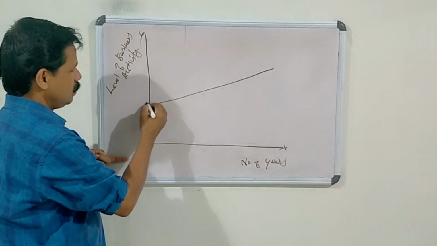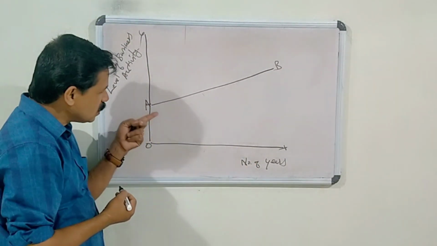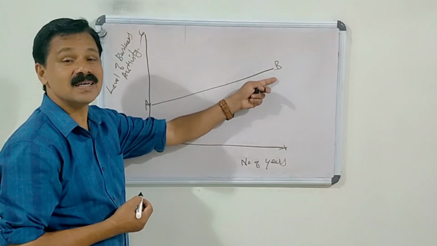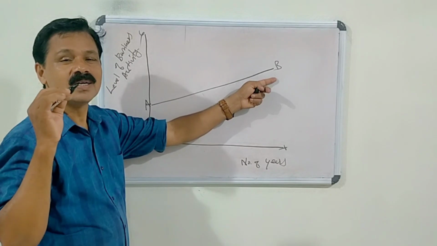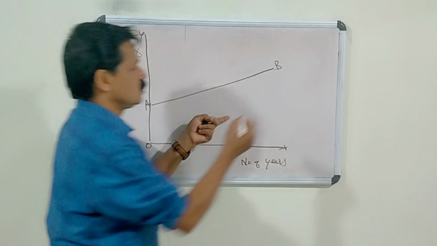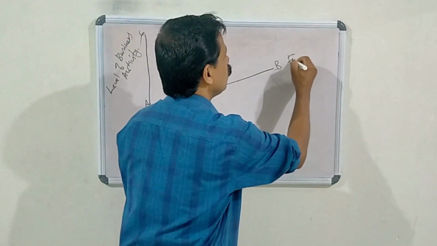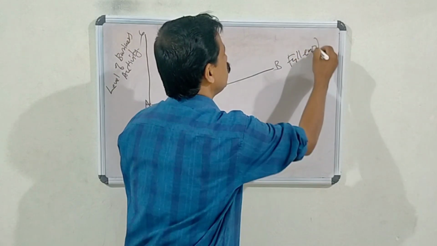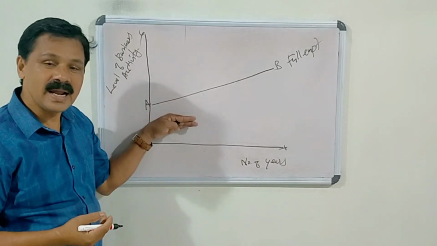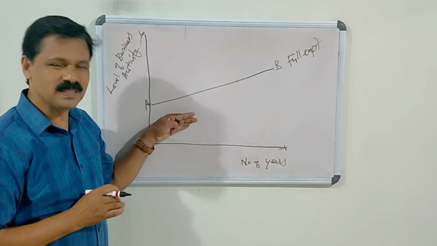The line AB has been drawn gradually upwards from left to right. This line indicates the prosperity phase of the business cycle or full employment. The line AB represents full employment or prosperity. And below this line we have two phases or two stages of the business cycle.